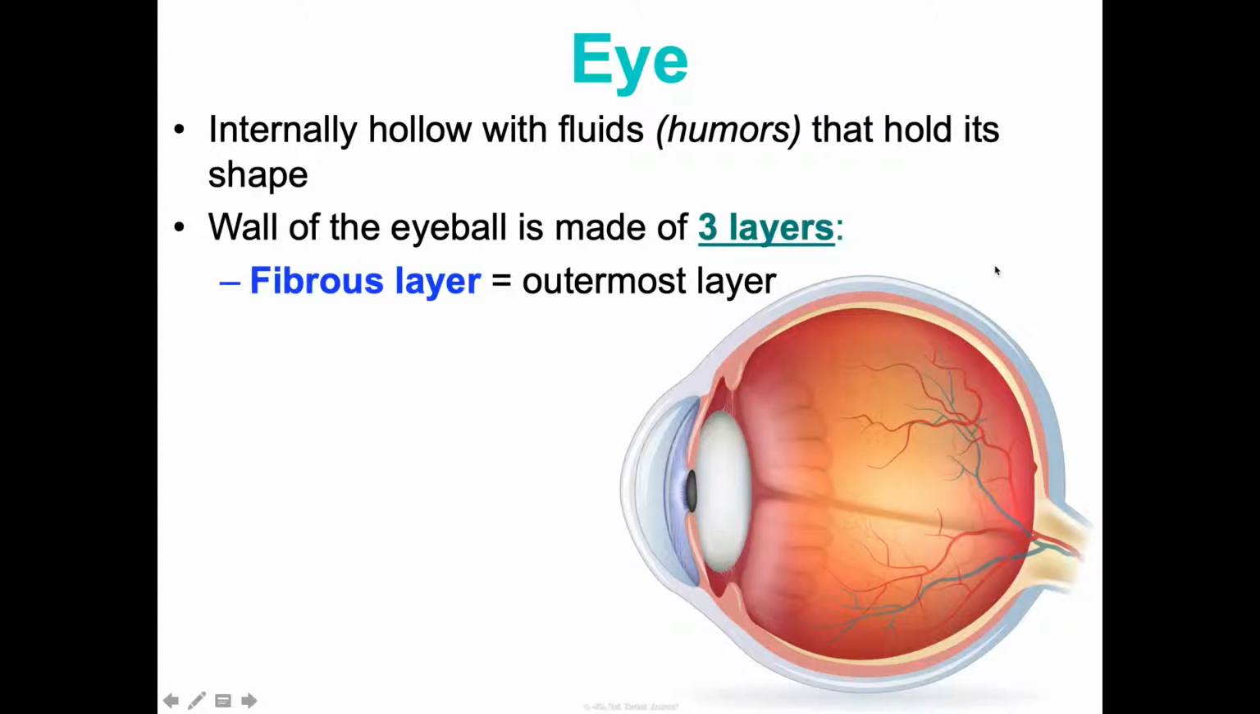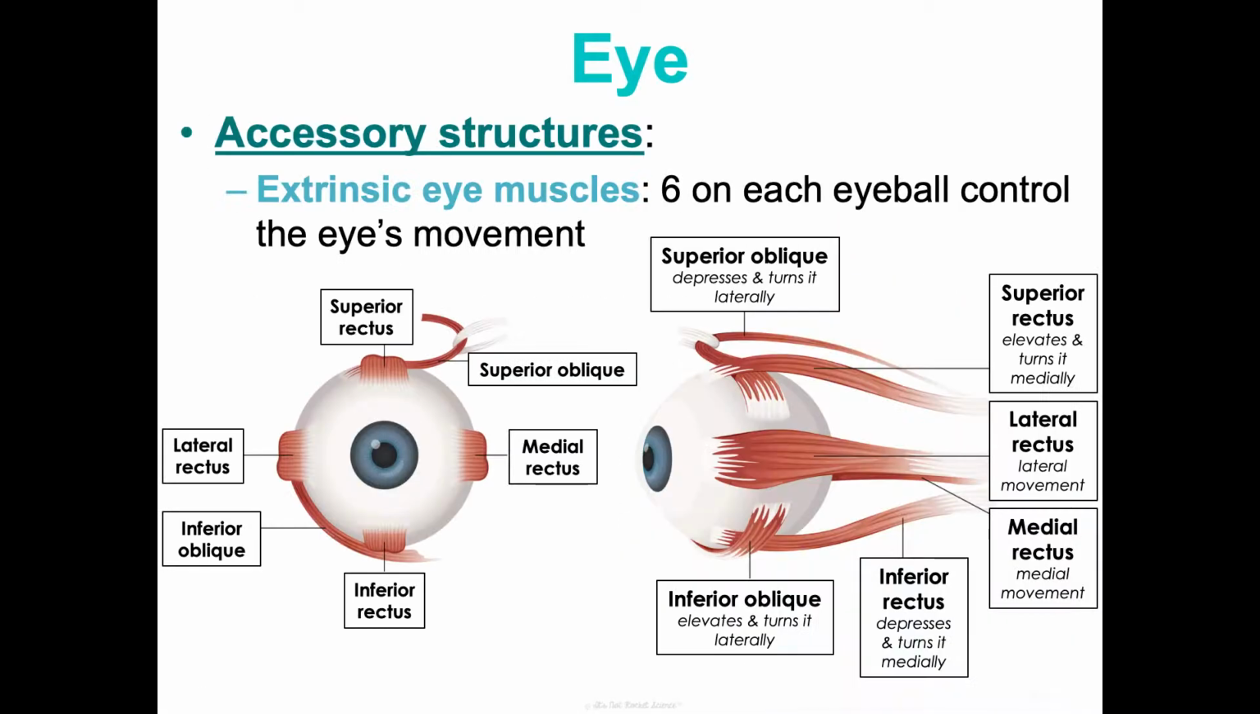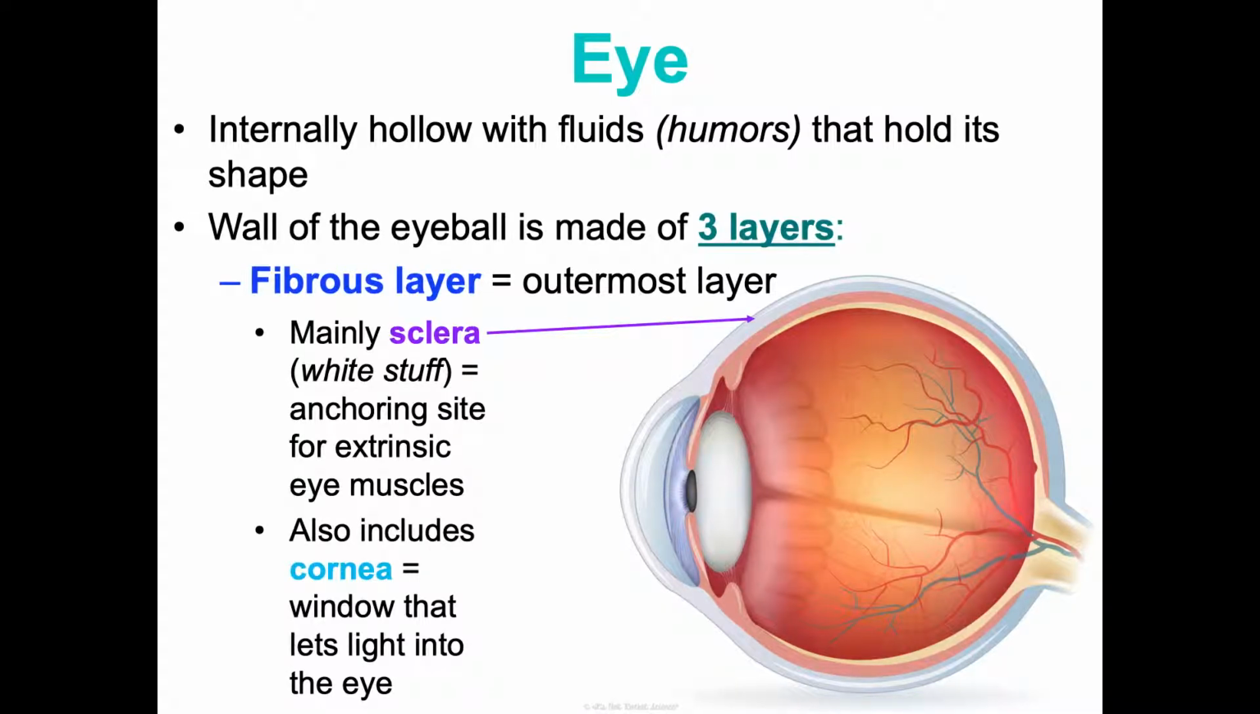The outermost layer is the fibrous layer. This is mainly sclera, which is the white stuff. So when you're looking at your eyeball and you see the white stuff, that's sclera, which is just the anchoring site for those extrinsic eye muscles we saw in this picture. Then we also have your cornea, which is the window that lets light into the eye. So it's just the outermost part of the eyeball's layer that is considered the cornea.